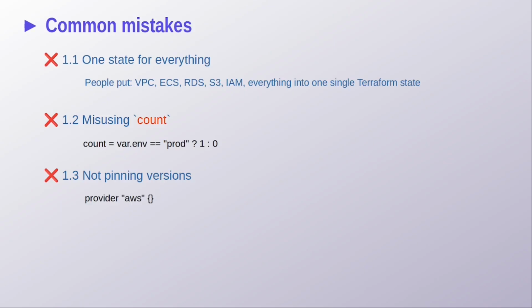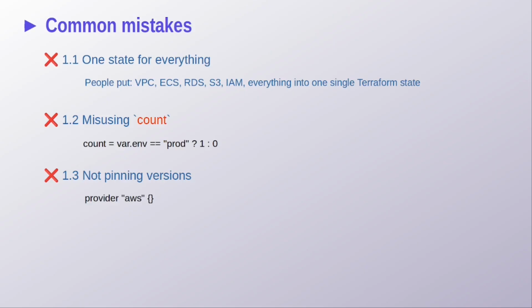Next, misusing count for environments. You may have seen code like this. This looks clear, but it is very dangerous. Why is this bad? Count uses an index. When the condition changes, the index changes. Terraform thinks resources moved, so Terraform destroys and creates them. Very hard to review, very easy to break production. Correct approach: do not use count for environments. Use separate folders or separate workspaces. One environment is one state.